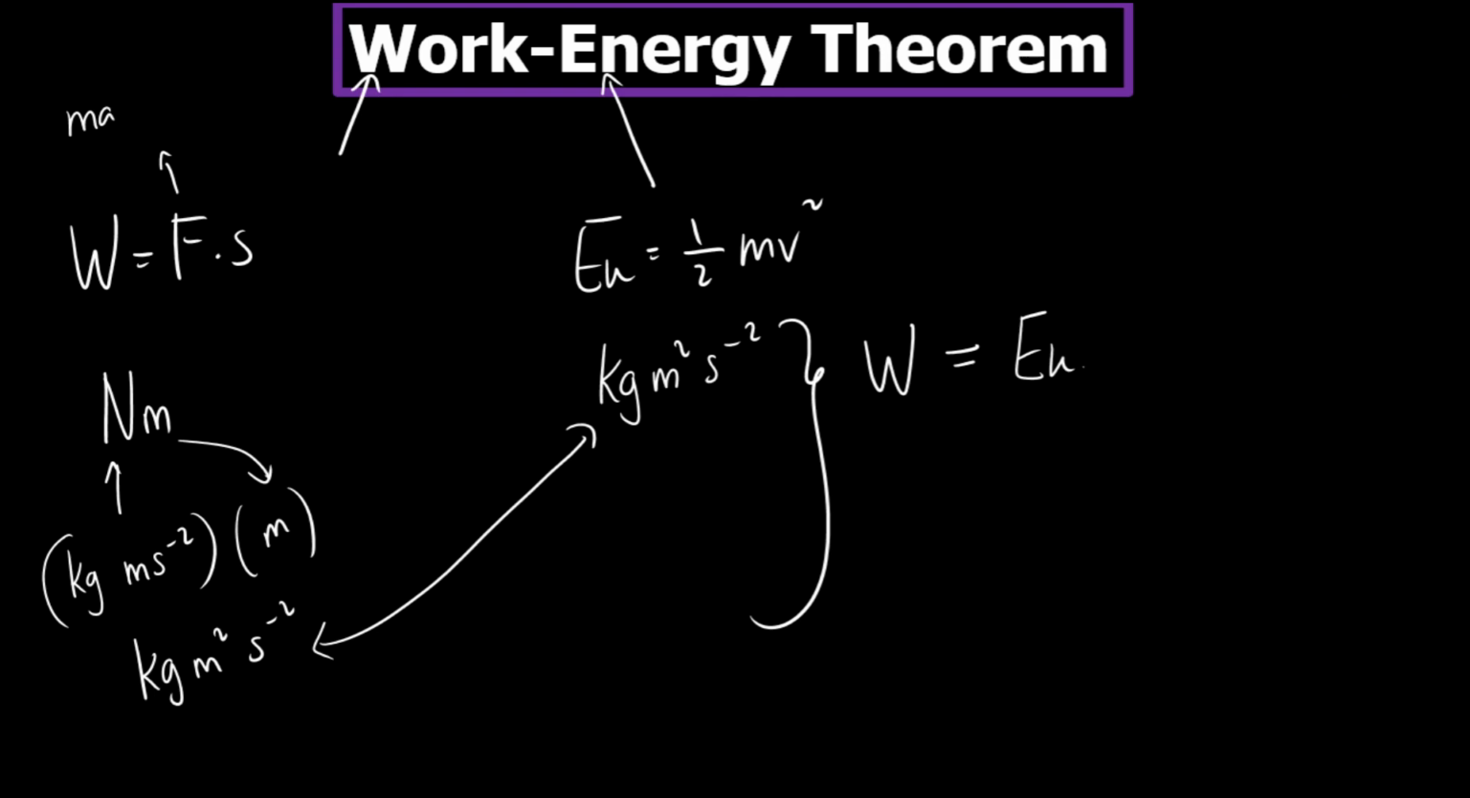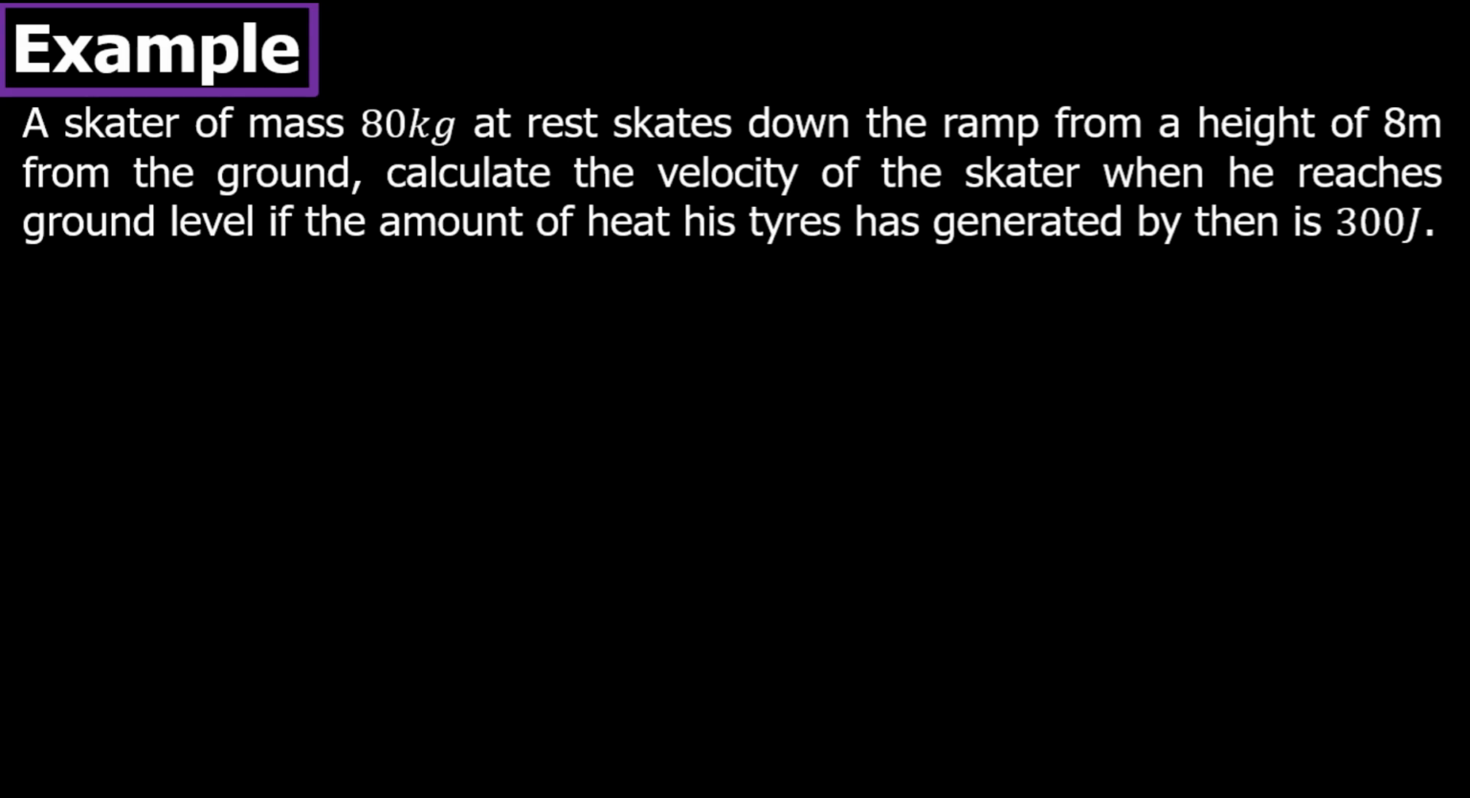Now let's look at a question where we can apply the principle of energy conservation. A skater of mass 80 kilograms, starting at rest, skates down a ramp from a height of 8 meters. So the initial height is 8 meters from the ground. Calculate the velocity of the skater when he reaches the ground level if the amount of heat his tires have generated by then is 300 joules.